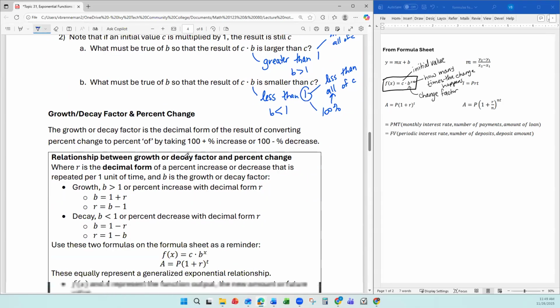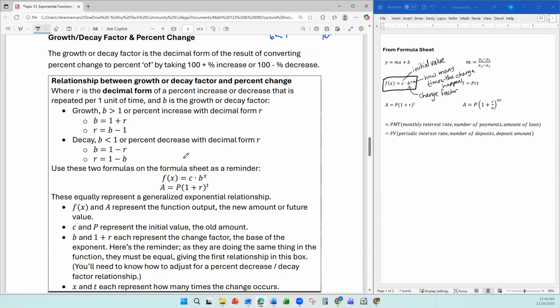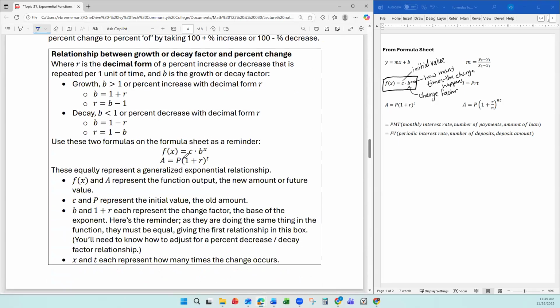Super important to understand, study this box, learn this relationship between the growth or the change factor and the percent change. They are not the same. The percent change is not the growth factor or the change factor. Percent increase or decrease does determine the change factor, but you do not take just the percent change and put it as the growth factor.